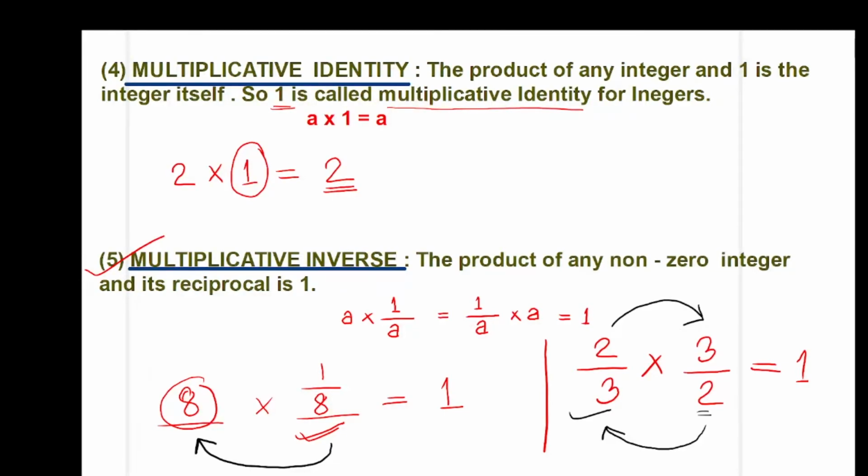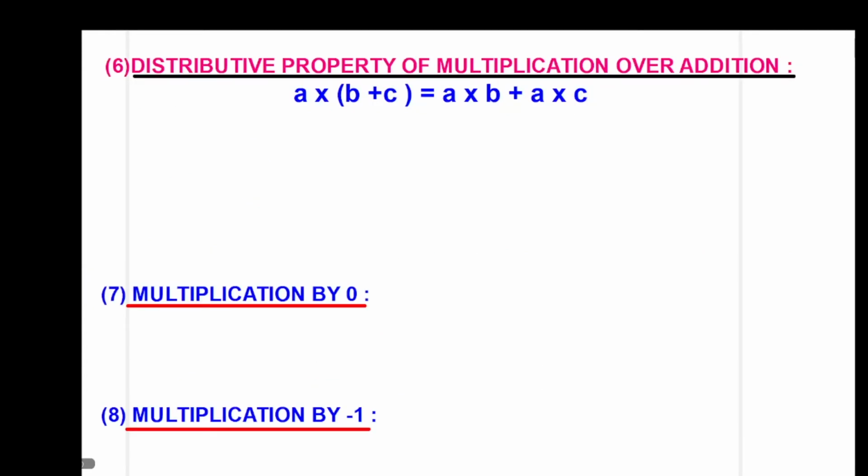You have to make the notes properly. Next, distributive property of multiplication over addition. Okay, distributive. The meaning of this property is inside the word. Now see, A multiplied by B plus C. That means A is multiplied with B and A is multiplied with C also.